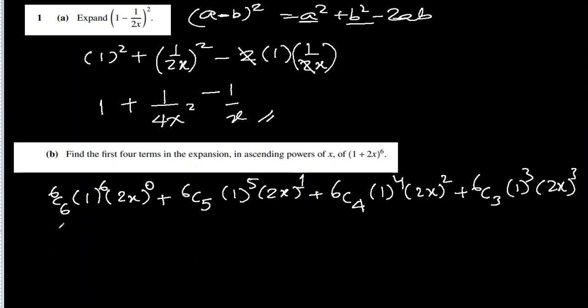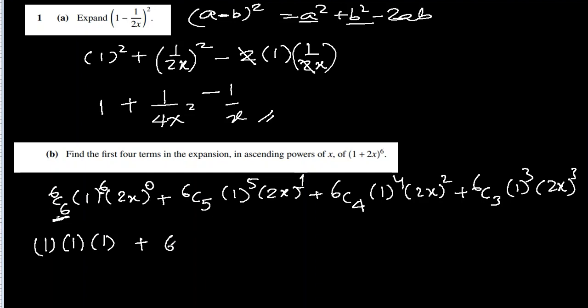We could have written 6c0 also. This particular number must match with either this or this. It does not matter which one you write first. Because I wanted to match with this 6, that's fine. 6c0 and 6c6 are the same thing, so it won't make any difference. 6c6 will be 1, 1 to the power 6 is also 1, and 2x to the power 0 is also 1.